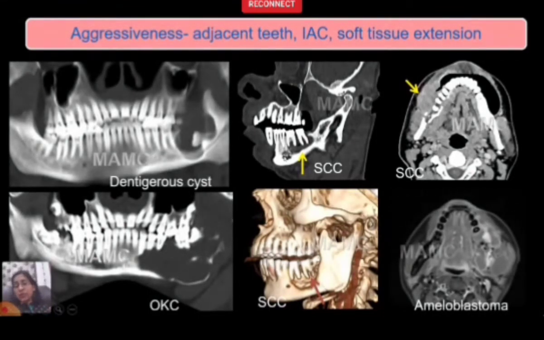So in case of an SCC, what happens is that it finds it somehow easier to erode into the bone rather than the teeth. The teeth are relatively preserved by the cementum, by the periodontal ligament. So all that acts as a relative protection, and the tumor somehow, in its fast pace, rapidly erodes the bone, giving rise to this floating tooth appearance.